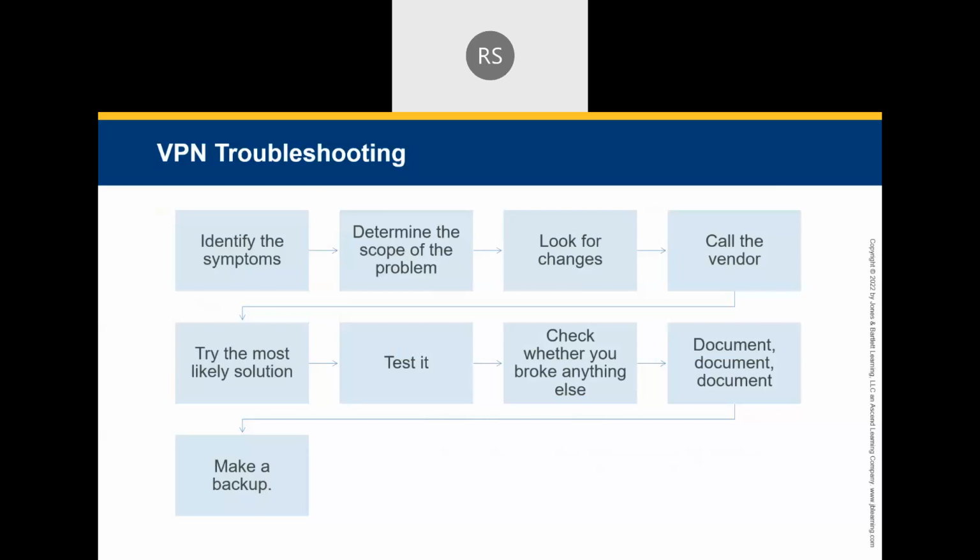Document. So you want to keep detailed records of troubleshooting processes, including the symptoms observed, steps taken, and the outcomes. Chances are you or someone else will see the same problem again. Finally, you want to make a backup. So before you make any significant changes or adjustments, you always create a backup of any relevant configuration and data to mitigate the risk of data loss or system instability.